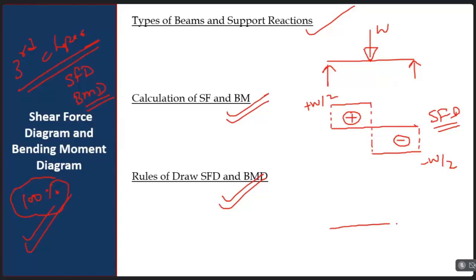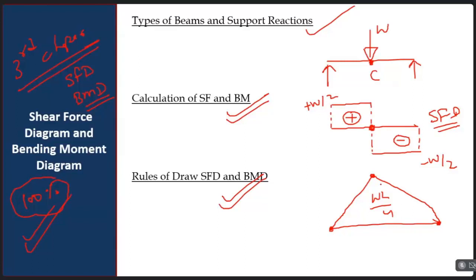And similarly the bending moment diagram will be like this. For this case, the maximum bending moment is WL by 4, and the minimum will be 0. The maximum will be at the center point only. Here at the center point, the maximum bending moment will be WL by 4.